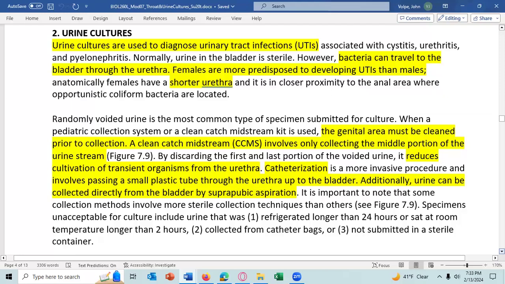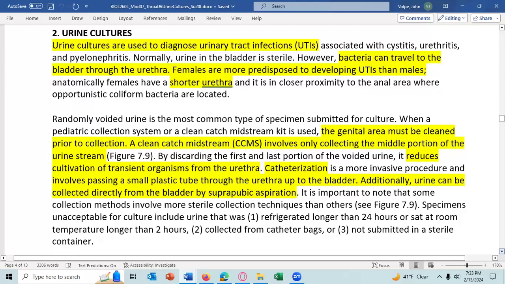Females are more predisposed to developing a UTI, a urinary tract infection, than males, simply because they have a shorter urethra. To get a urine sample, the genital area is cleaned prior to collection. The patient then begins voiding, but does not collect the urine initially. You wait until the urine is midway through its flow, and then you collect the urine sample in a sterile container. This reduces the cultivation of organisms from the urethra.